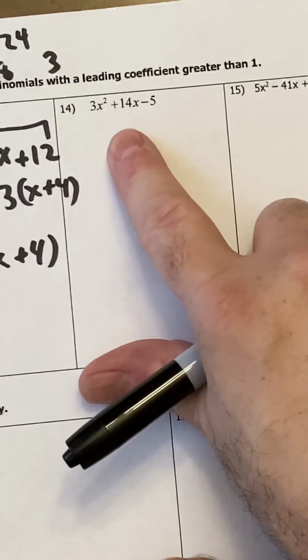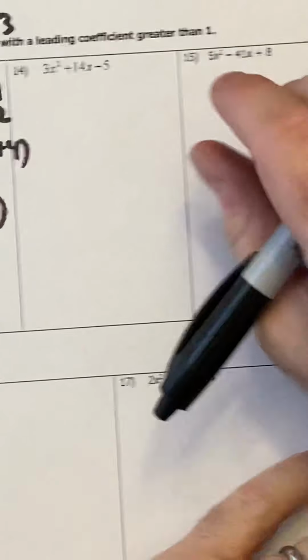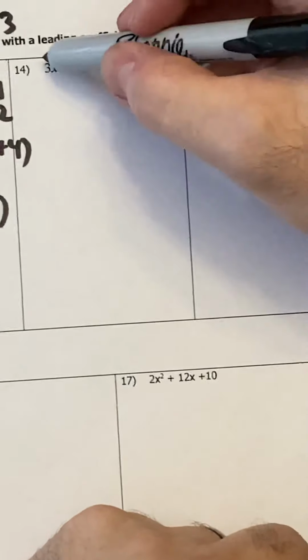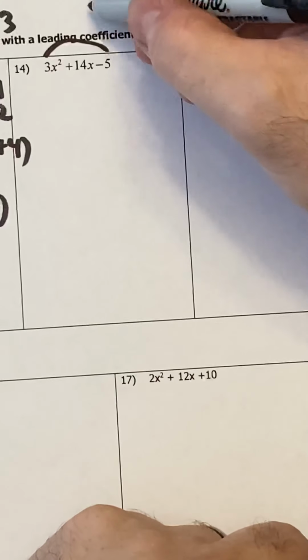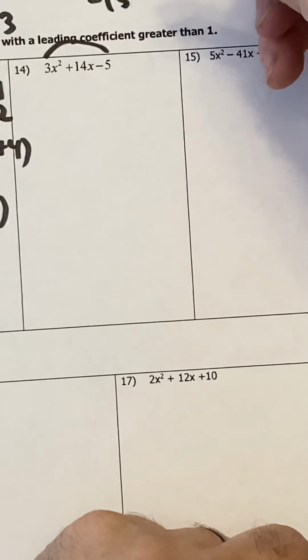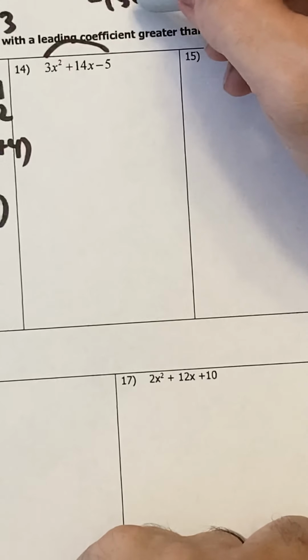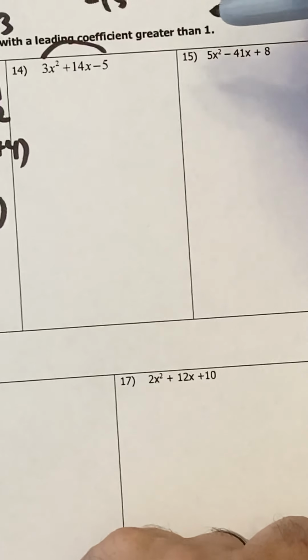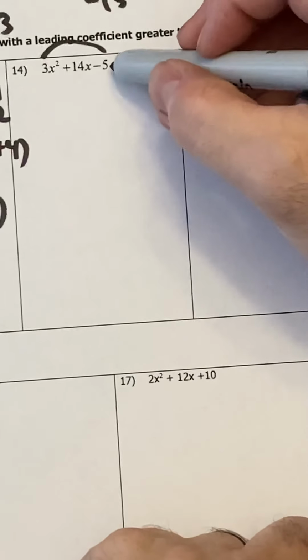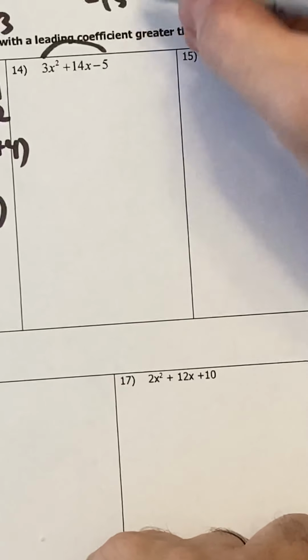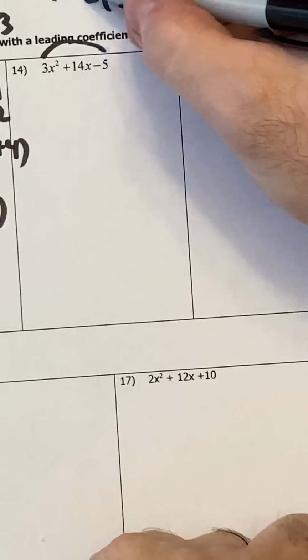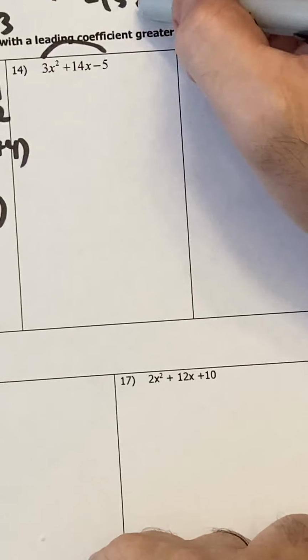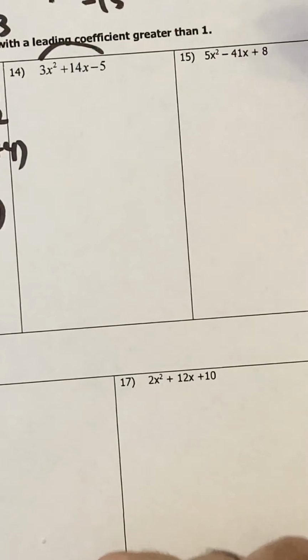Now, you try them, and I'm going to go over them so you can check your work. We're going to multiply the first number and the last number, and get negative 15. Now we're going to find two numbers that multiply to negative 15 but add up to 14. So that's what's different here. We're not looking for two numbers that multiply to negative 5. We're looking for two numbers that multiply to negative 15, which we got by multiplying the 3 and the negative 5.